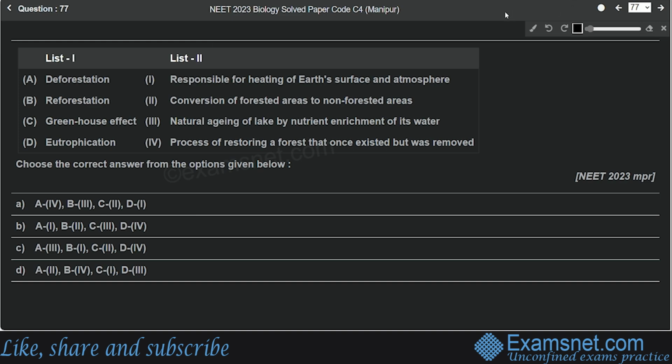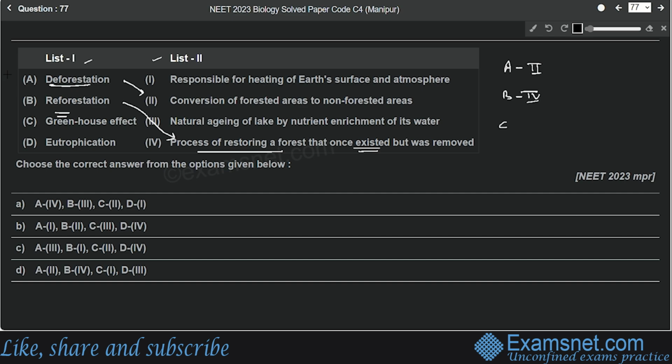Question number 77 is from the chapter Environmental Issues. Here we have to match list 1 with list 2. So the first one is deforestation. Now deforestation, we know that it refers to the conversion of forested areas to non-forested areas. So A will be matched with number 2. Then reforestation. Reforestation is the process of restoring a forest that once existed but was removed. So B will be matched with number 4.